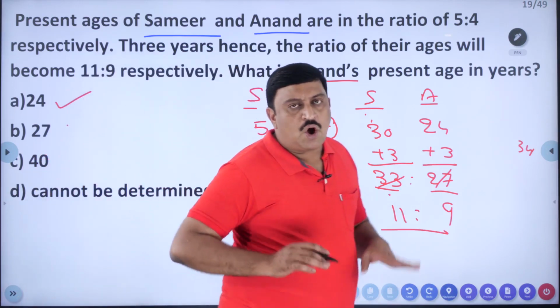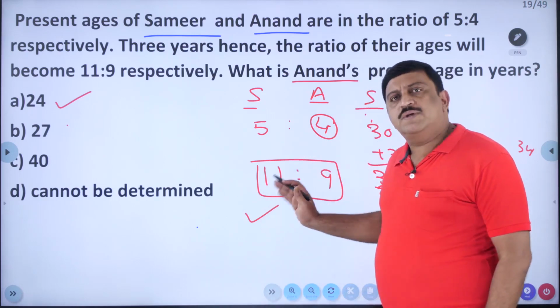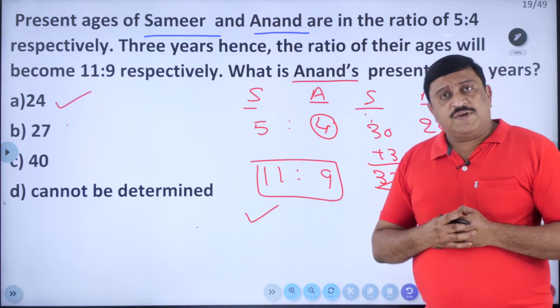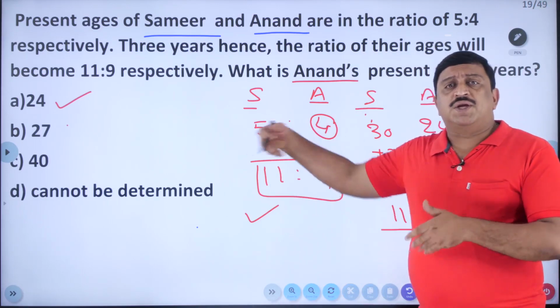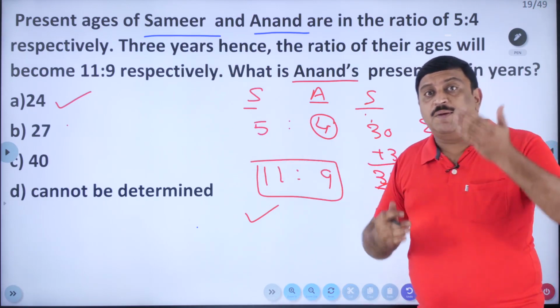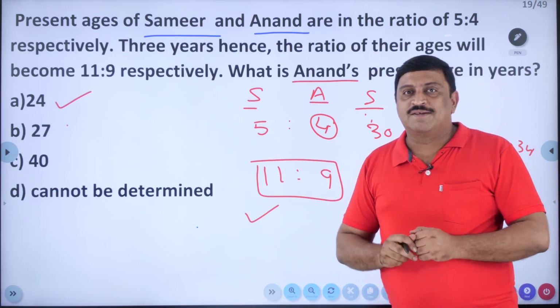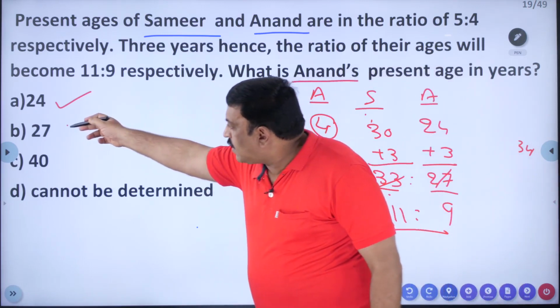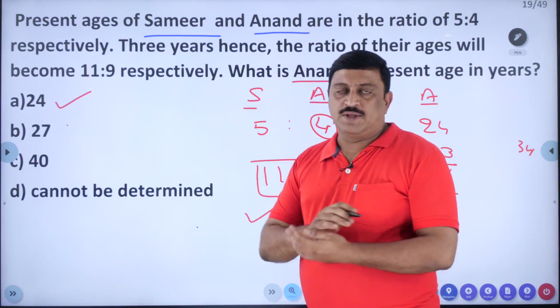This is nothing but option based. How you will do it, option based is nothing but the verification method. If it is wrong, elimination. That is called the elimination method: elimination by verification. So you can eliminate other answers by the verification method.